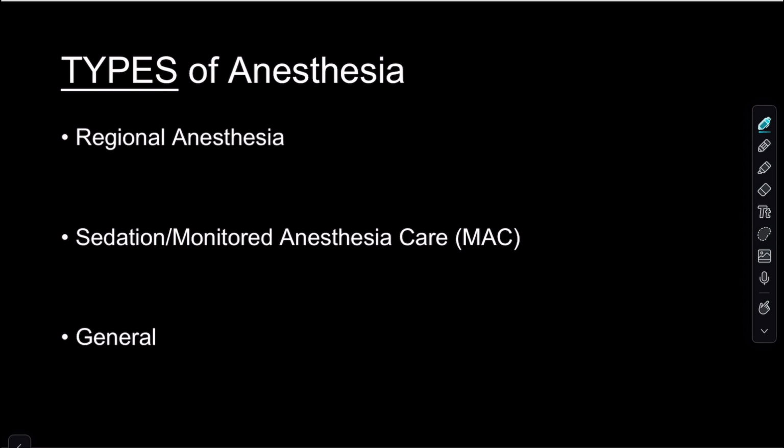So there's 3 different types of anesthesia: regional anesthesia, sedation / monitored anesthesia care, which you'll commonly hear referred to as MAC, and then general anesthesia. To me, sedation / monitored anesthesia care, these two are kind of a continuum, so we'll discuss those together. But before that, we'll discuss regional anesthesia. So, regional anesthesia is a technique that places local anesthesia next to nerves to just numb the nerves.